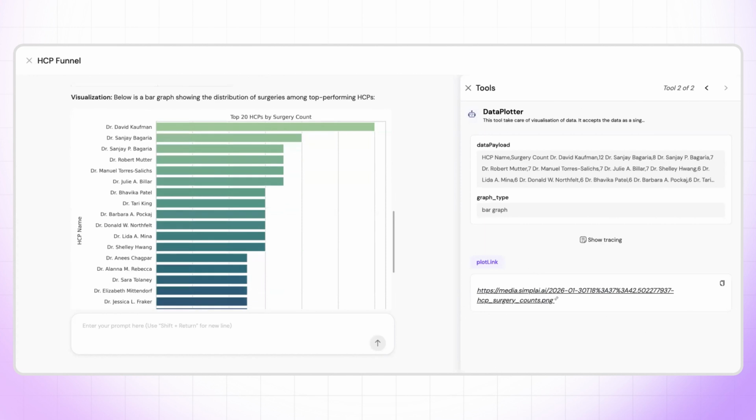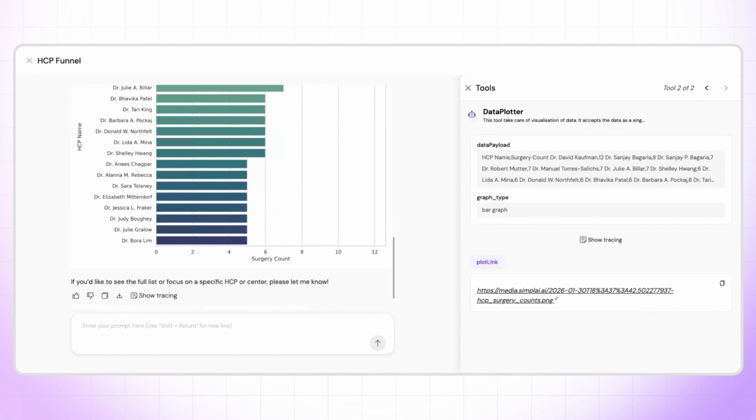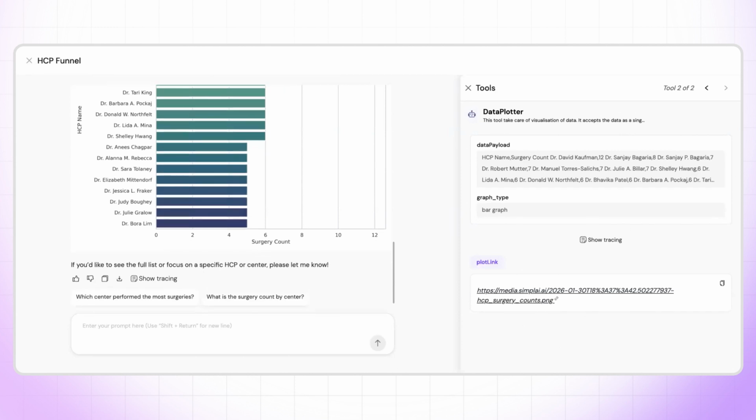With the visualization, if it helps, for example, David Kaufman has done the highest number of surgeries, which is 12, followed by Dr. Boralin who has done the minimum number of surgeries, around 5. Right. Let's ask some more questions to test our agent.